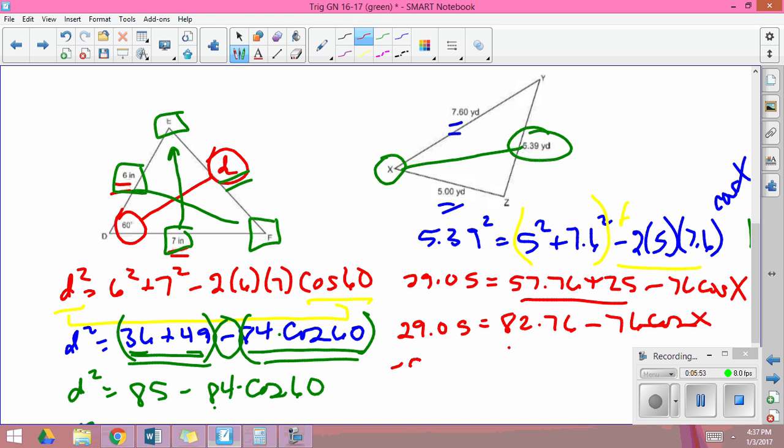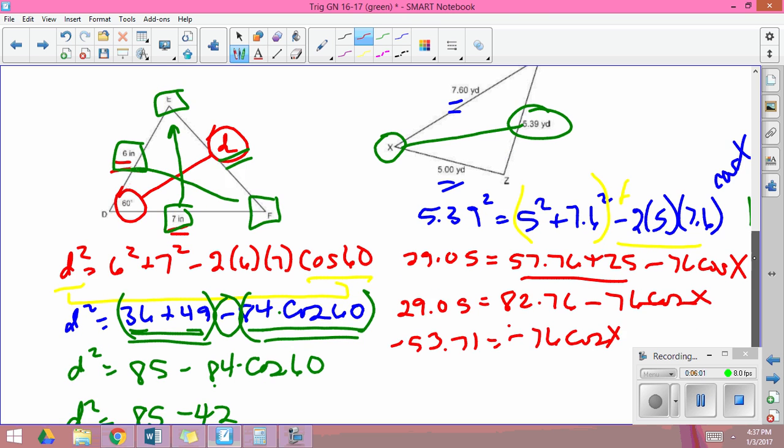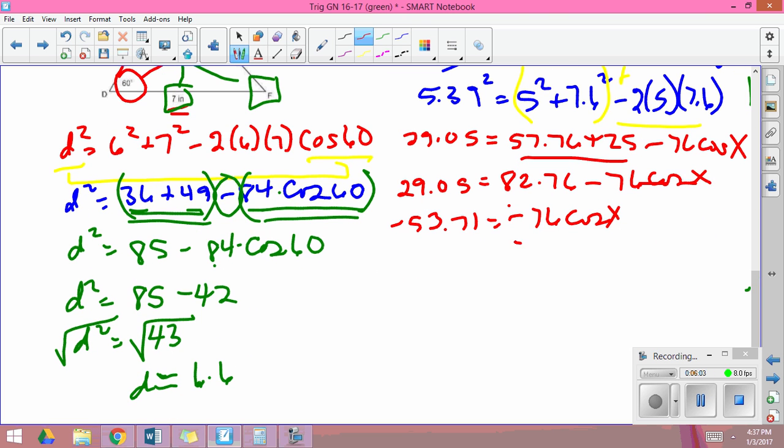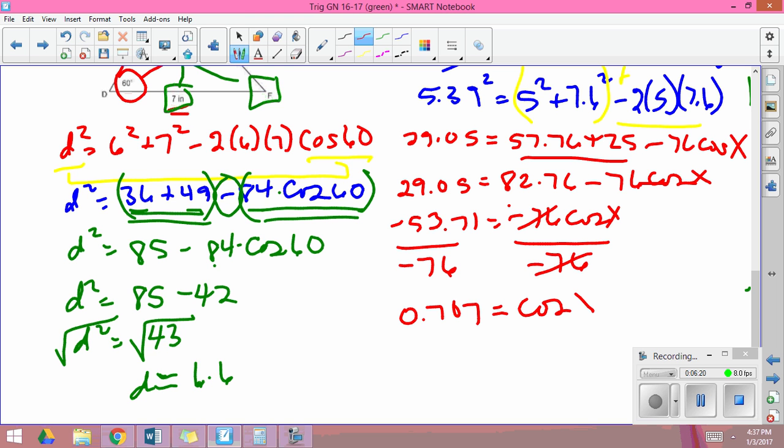I have negative 53.71 is equal to negative 76 cosine of x. Undo by dividing. Don't drop that negative. Remember, cosine and sine values are always less than 1. So if you do this division and you are greater than 1, you did something wrong. And so I end up with 0.707 is equal to the cosine of x.